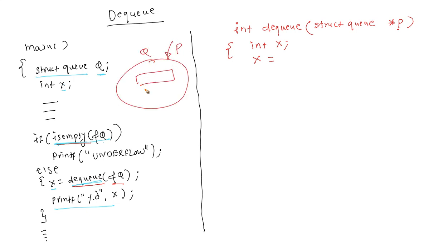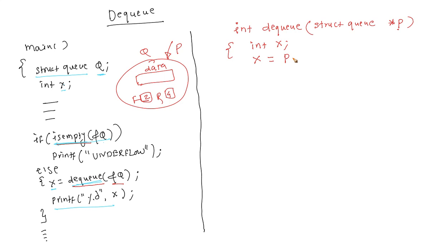This is q, and p is pointing to this q. I have f here, I have r here, right? So I want to get an element if f is 2, r is, let's say, 4. So I should get an element from location 2 from data array, right? So I need to access the data array by using this p.